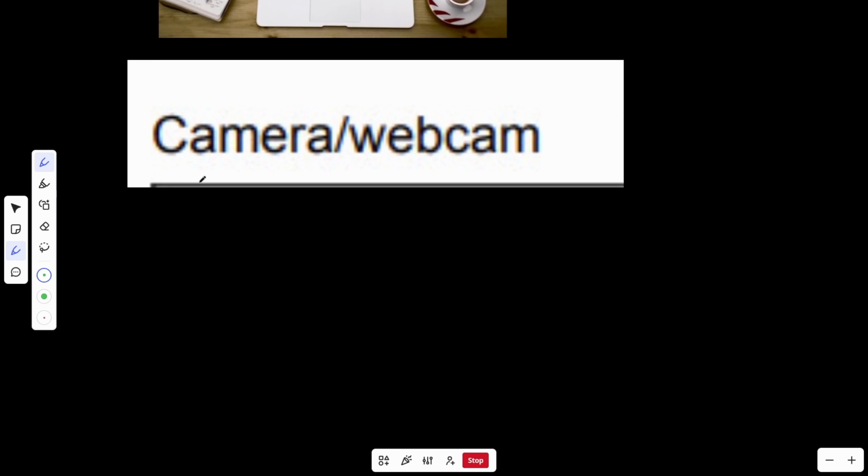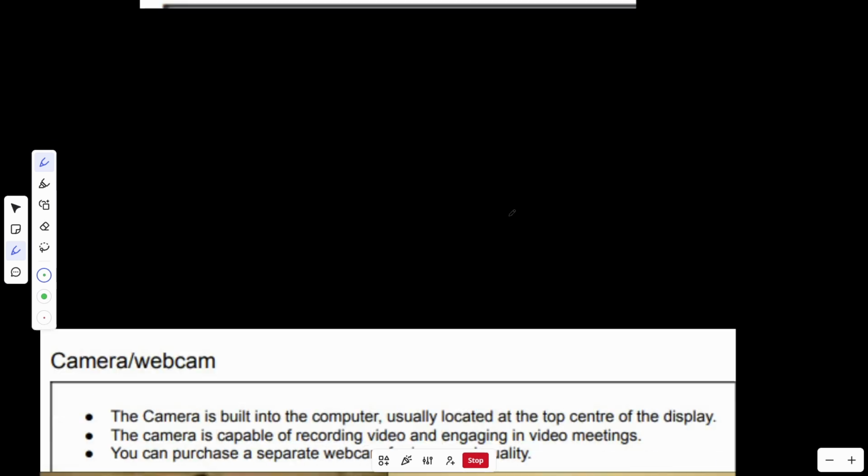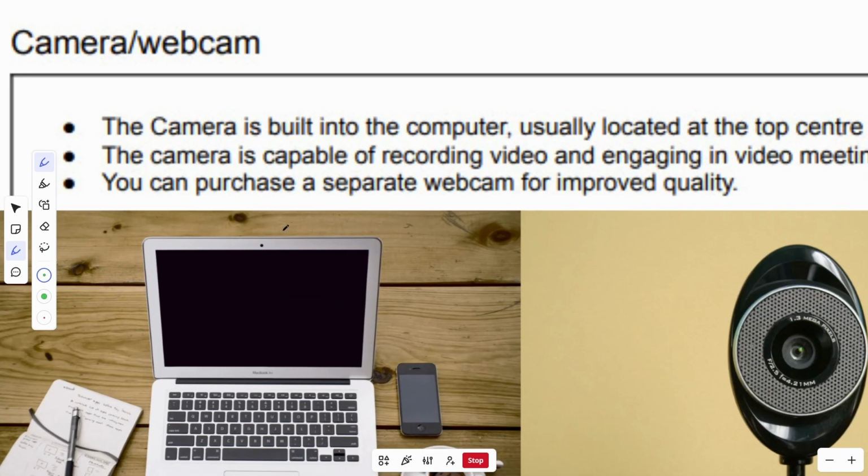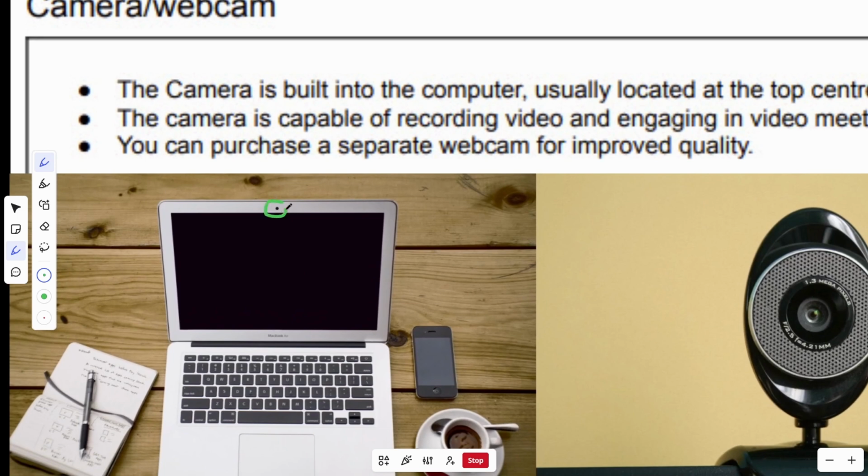Now, camera and webcam is the next bit. A lot of common sense stuff coming up here, guys. So look, we know what a camera is. It's built into the computer, usually located at the top in the center of the display. There it is right there. Cameras are at the top in the center of the display, usually come default.